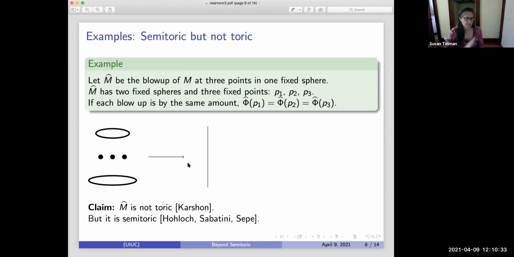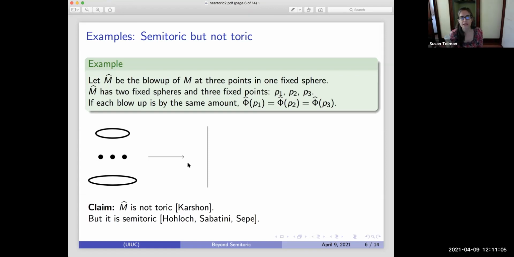However, we want to go beyond this example. So what we're going to do is let M hat be the blow up of M at 3 points in one fixed sphere. The example that I'm taking is I'm blowing up in the top sphere. What that's going to do is make the top fixed sphere smaller, and it's going to add 3 fixed points, P1, P2, and P3.